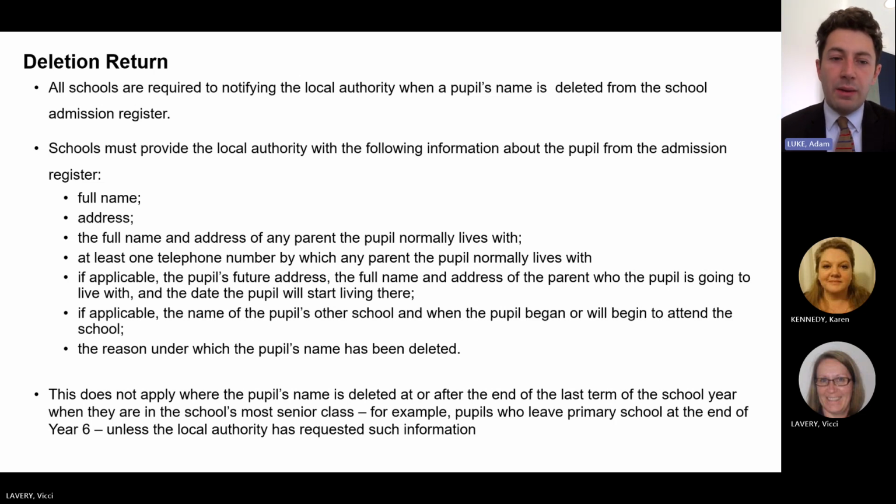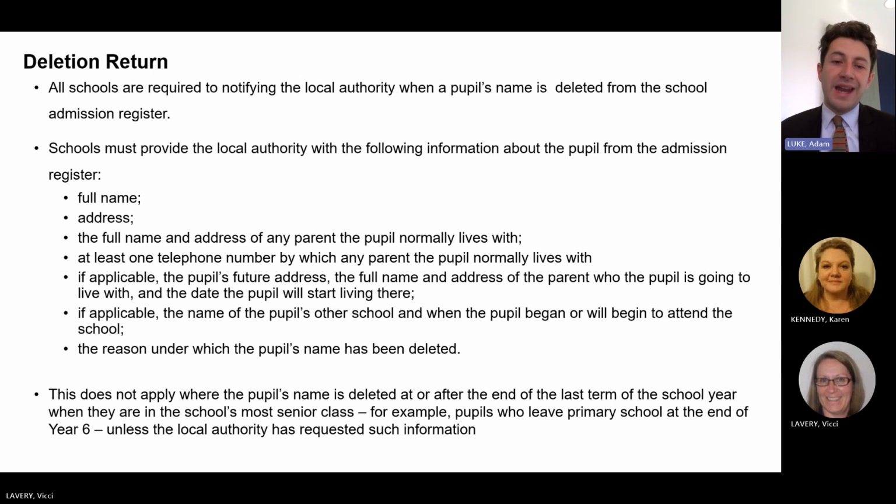Can I just point out why we're talking about deletion returns? Something I mentioned in the session, and if you want more information, please do look on the DFE YouTube channel for the session on the admission register more generally. But I mentioned it in that session. A pupil's name cannot be deleted from the admission register retrospectively. The admission register needs to be an accurate record of who is a registered pupil at any given time, so at this moment in time.